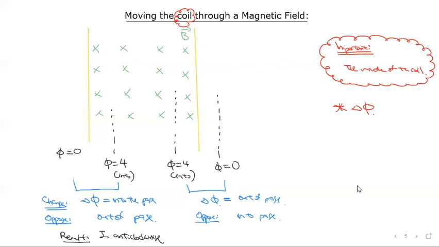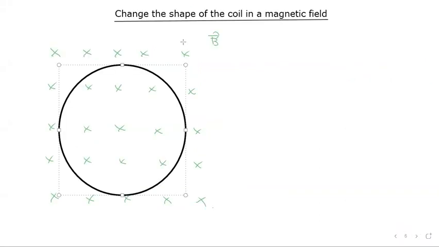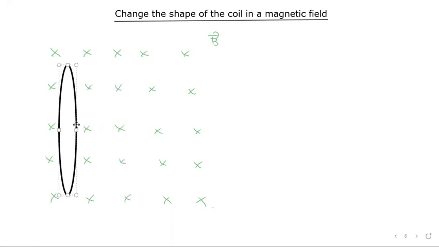We'll now extend that to changing shapes of the coil inside a magnetic field. So we now have the situation where we've got this coil, which is a circle. And this circle is in a magnetic field. And as you would expect, because it's a coil in a magnetic field, it's got some flux. Now, what we're going to do is change the shape of this coil. So we could, for example, squish it like so.